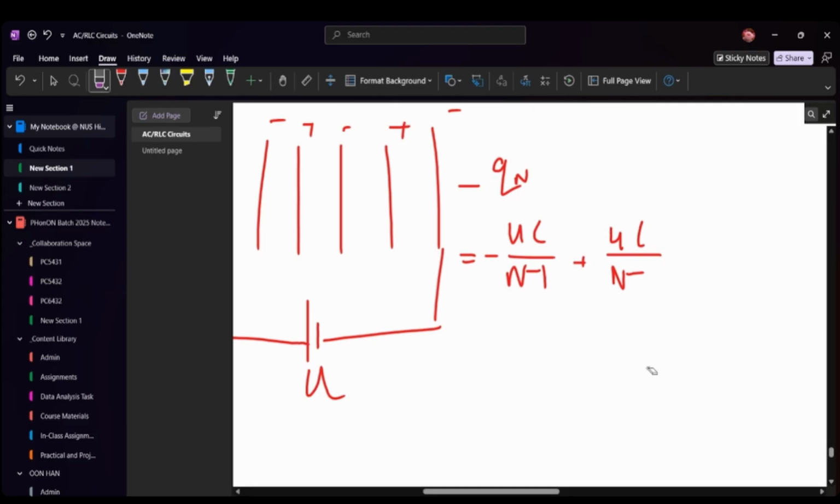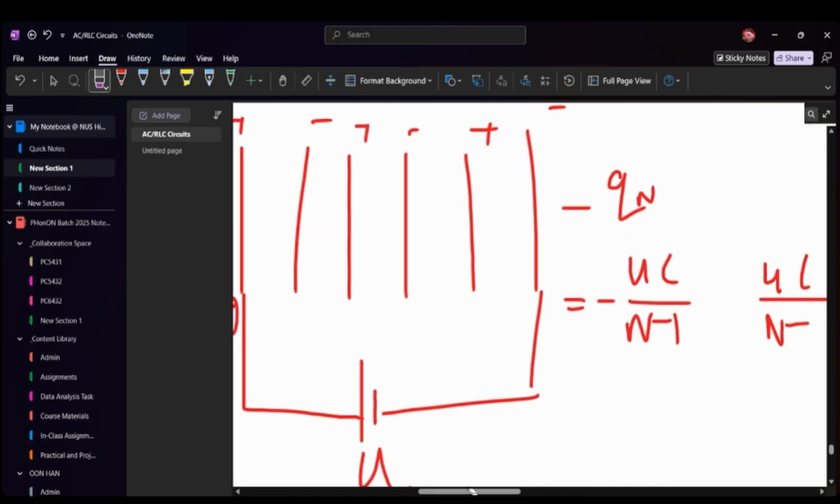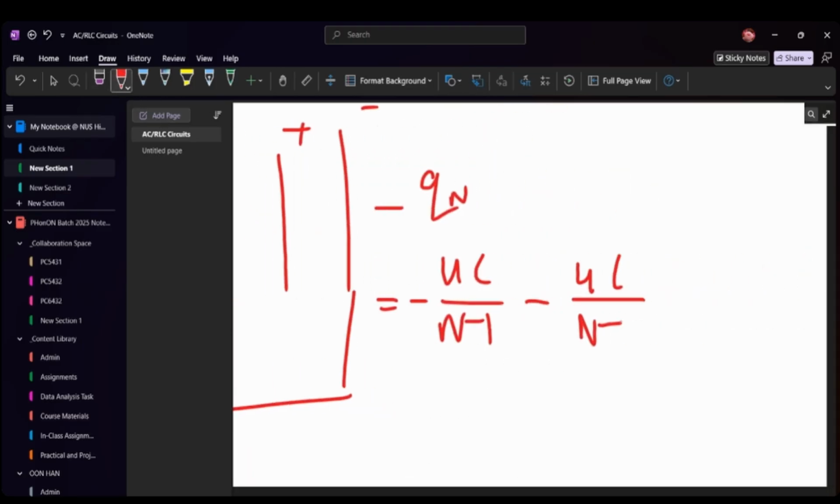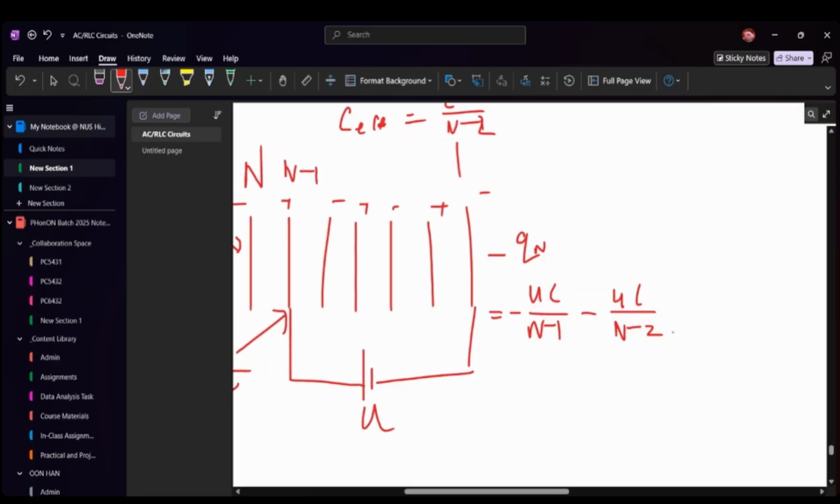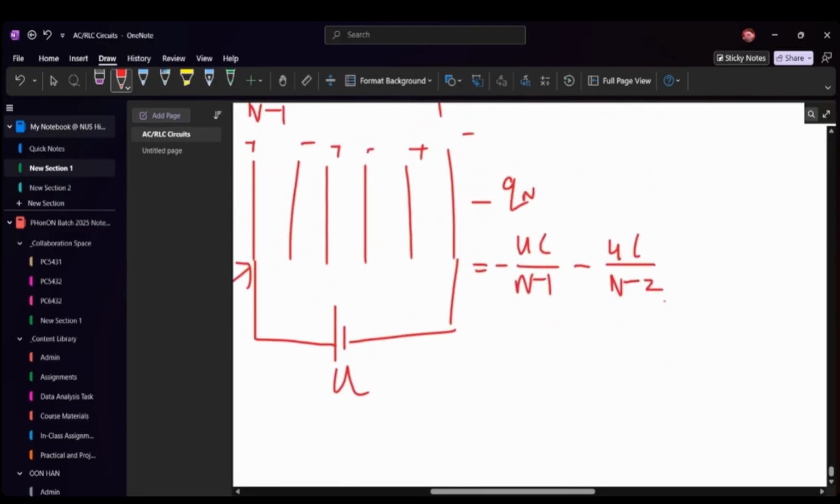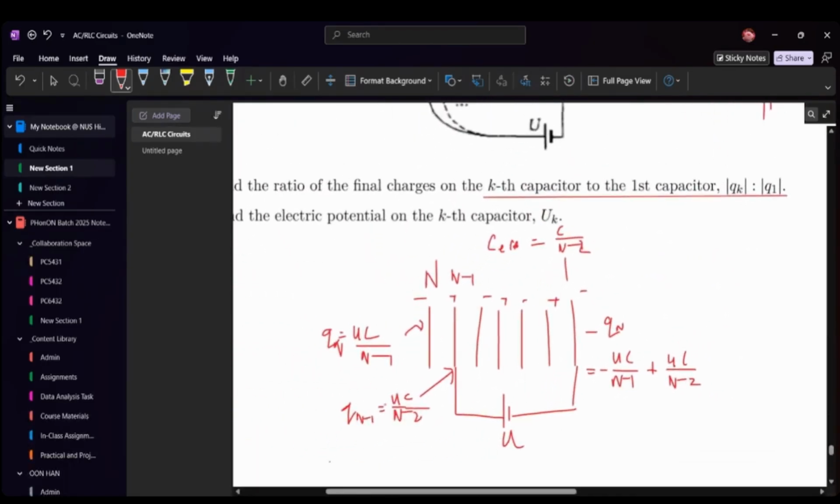How do I erase this? What in the world? UC over n-2. Yeah, sorry, this one is a plus actually. Wait, am I crazy? Oh wait, sorry, I got it wrong. My bad. Sorry, I'm trying to understand.